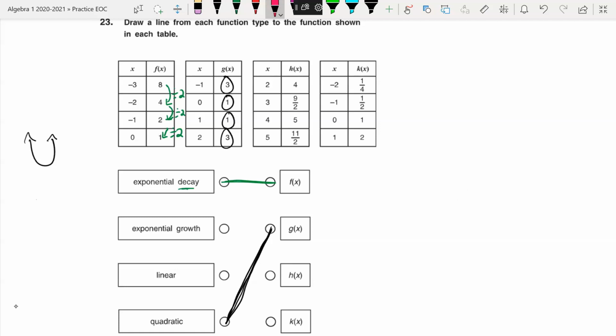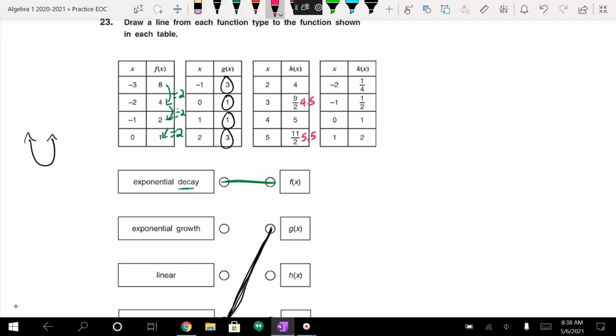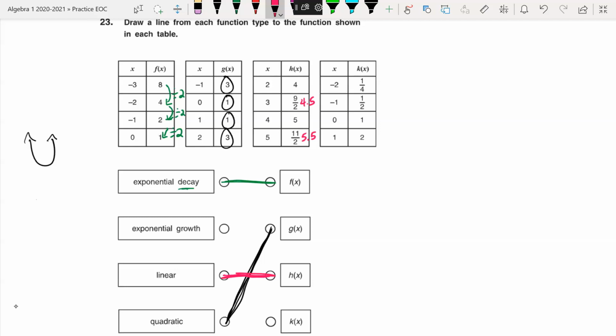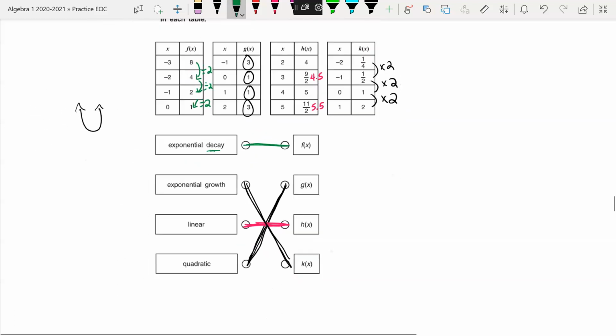The next one, it's kind of confusing. If you convert these to decimals, though, that's 4.5 and that's 5.5. So I'm just adding 0.5 every single time. If I'm adding something every single time, that's a linear function, which means the last one has to be exponential growth because I am multiplying, if you look at this, by 2 every single time to get to exponential growth. So that's number 23. That's how you match those up.